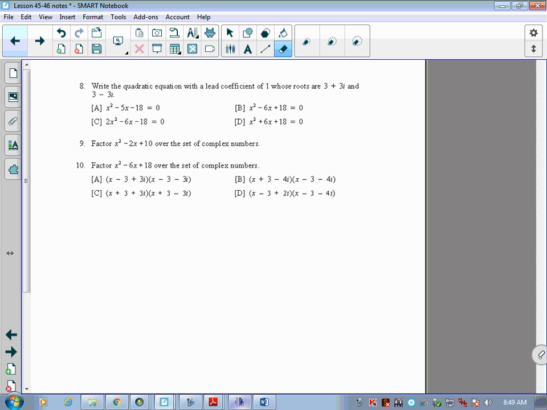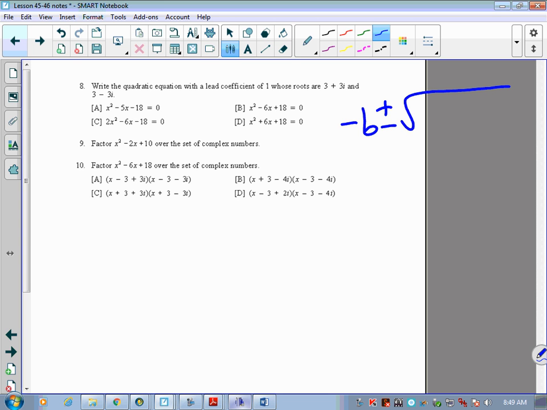It says factor x squared minus 2x plus 10. Well, notice that was the answer to number 7, right? So we know that we should get 1 plus 3i and 1 minus 3i, right? Okay, so let's make sure that that actually works. So what we're going to do here is use our quadratic equation. Do we remember our quadratic equation? Negative b, b squared.